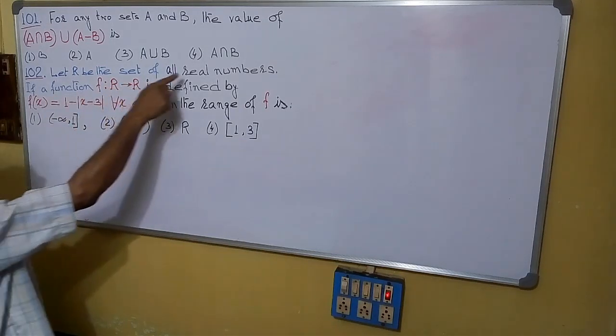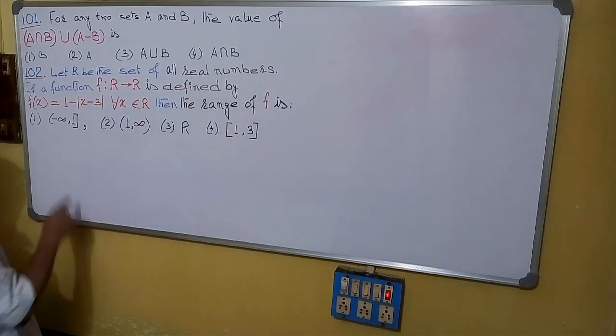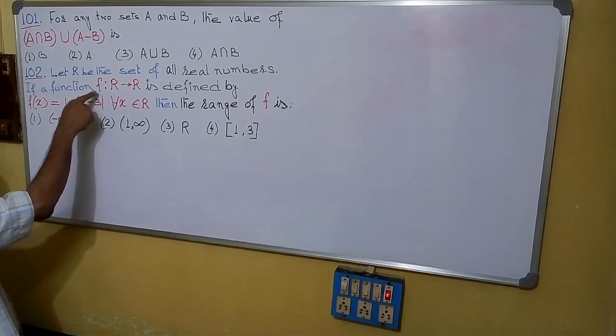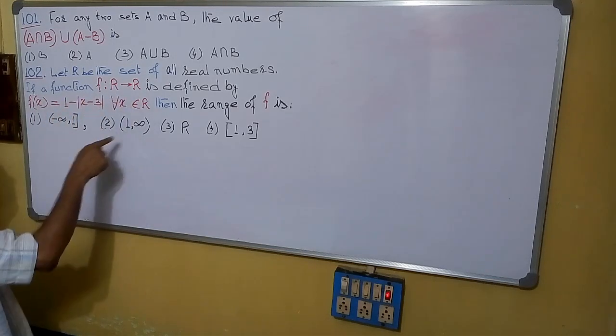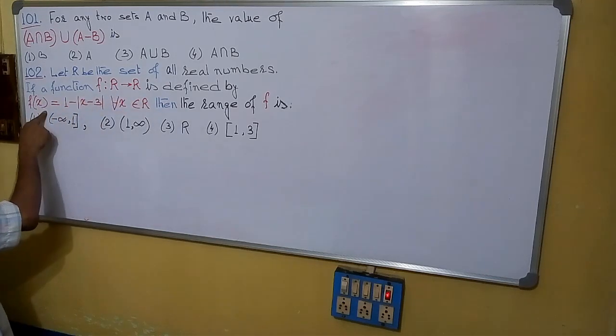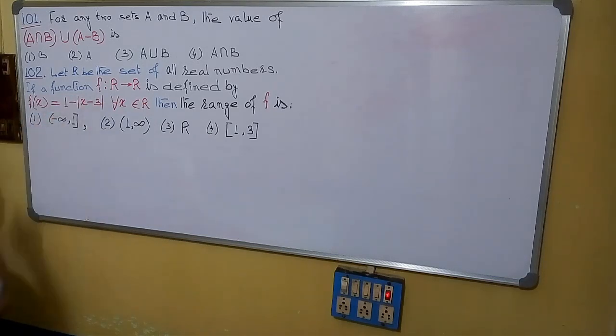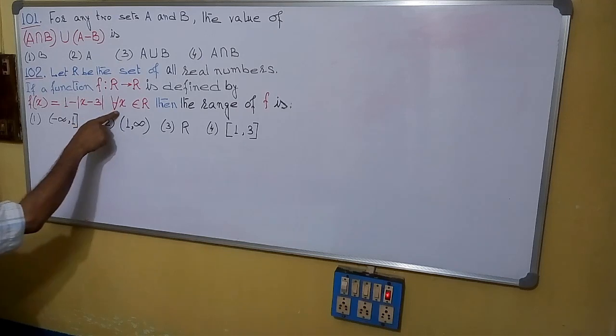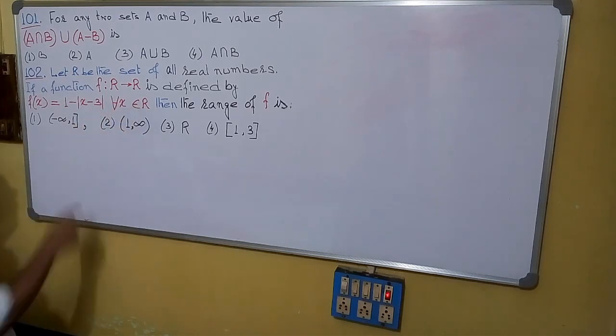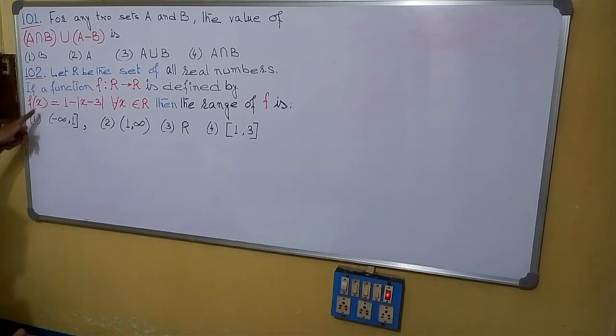Let R be the set of all real numbers. If a function f from R to R is defined by f(x) equals 1 minus mod of x minus 3 for all x belongs to R, then the range of f. Range of f means the set of all the values of f(x).